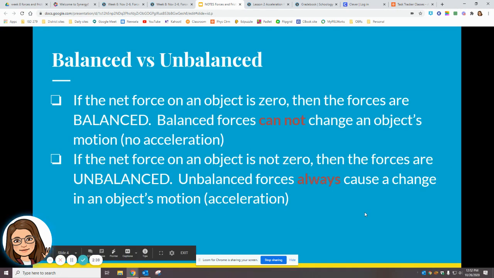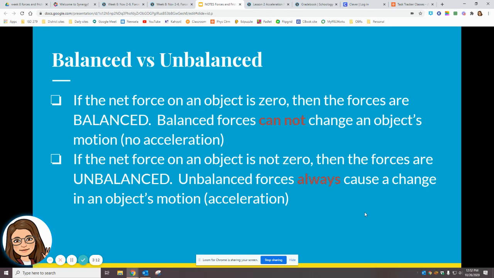We have terms to explain whether the forces are what we call balanced or unbalanced. Simply put, balanced forces is where the forces add up to zero. It's like they balance each other out or they cancel each other out. When you have balanced forces, they do not change an object's motion. If an object is sitting still and has balanced forces on it, it continues to sit still. If an object has balanced forces acting on it and it's moving, it continues to move in a straight line at a constant speed. Again, no acceleration.